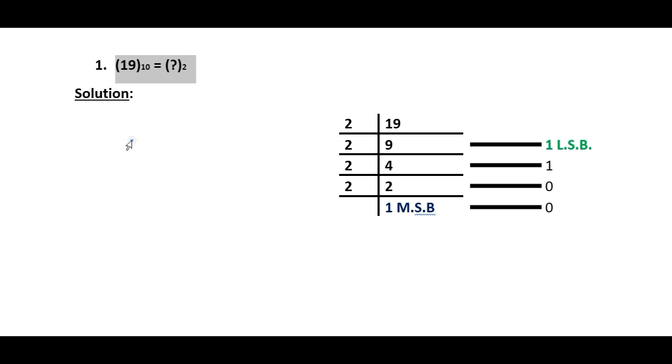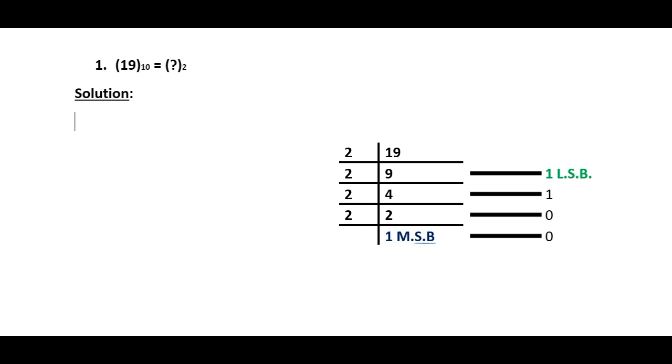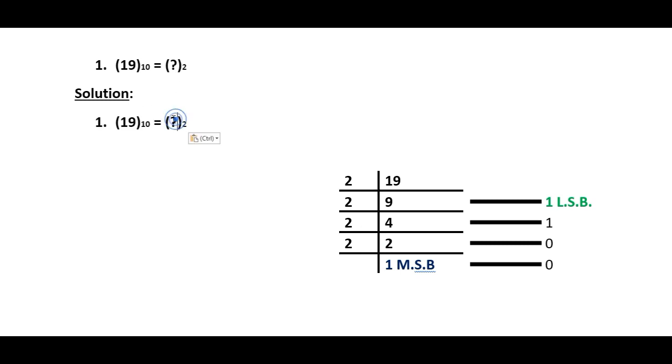I copy and paste here for ease. Base 10. Here I write the most significant bit is 1, which is this. I copy and paste here for ease of your understanding. So again, copy and paste, not cut and paste.